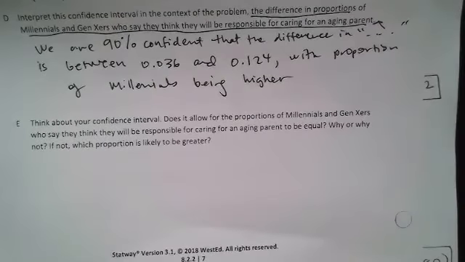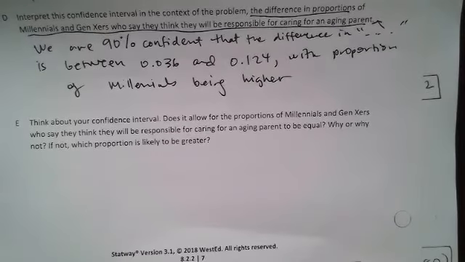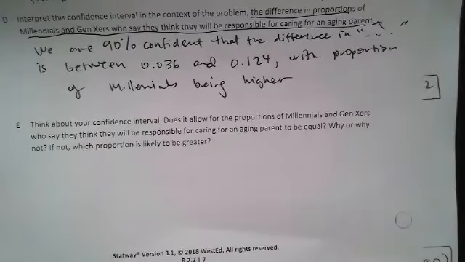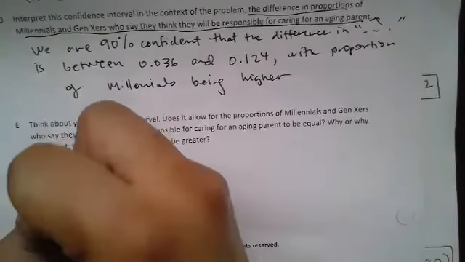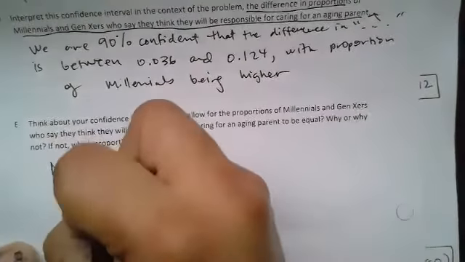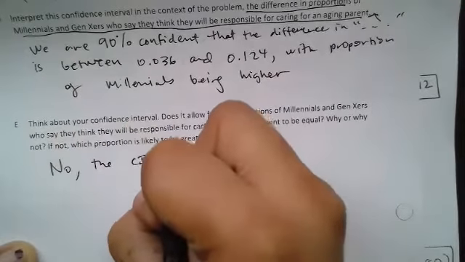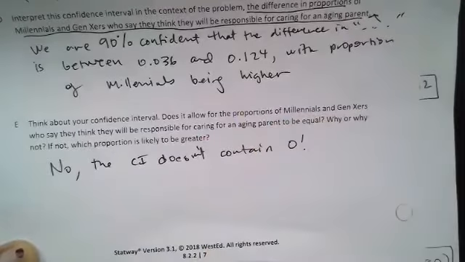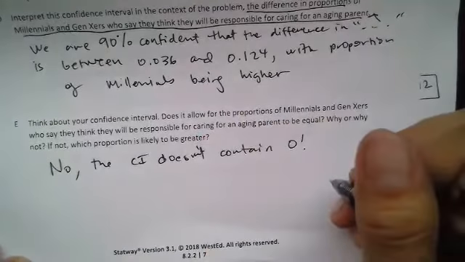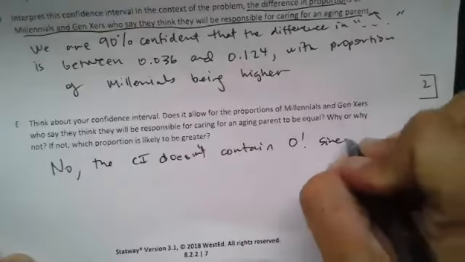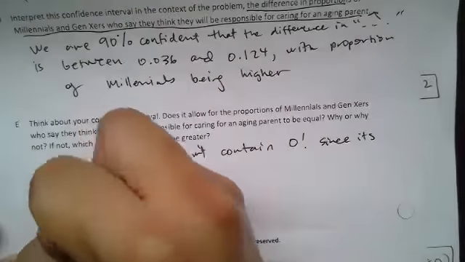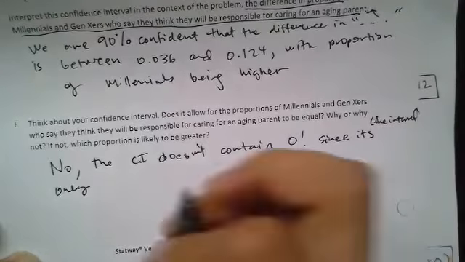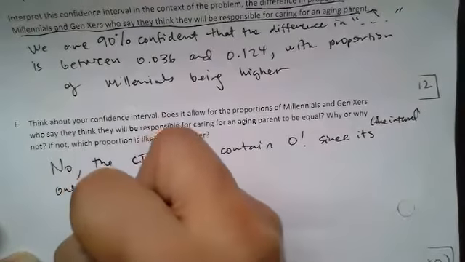Okay, so E, what is E asking us? If it has 0. Exactly. So the answer is no, because the confidence interval doesn't contain 0. So we say since it's positive, it's only positive, meaning the interval. Sorry, messy writing. What does that say next to the?